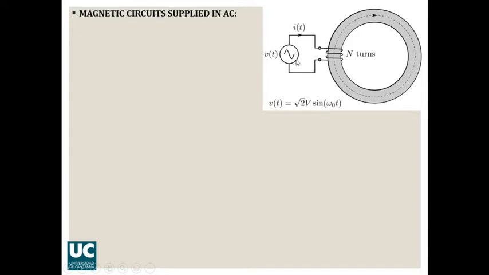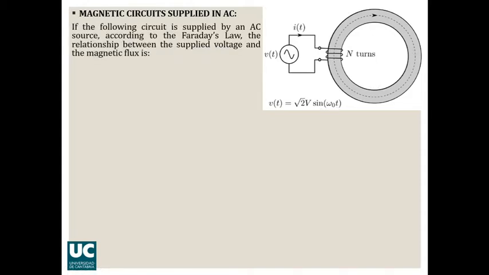So if we introduce here a sinusoidal voltage, obviously the current is going to be also sinusoidal, a sinusoidal function that depends on time. So Faraday's law gives a relationship between the voltage that we supply here to the magnetic circuit and the magnetic flux which is going to flow here in the circuit.